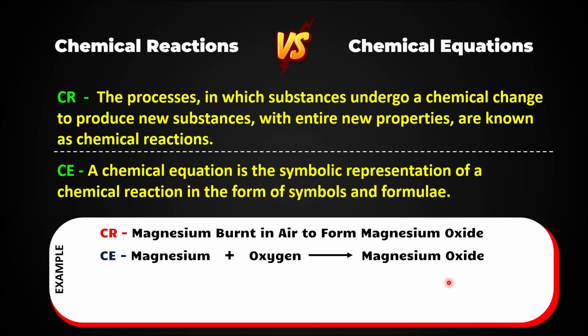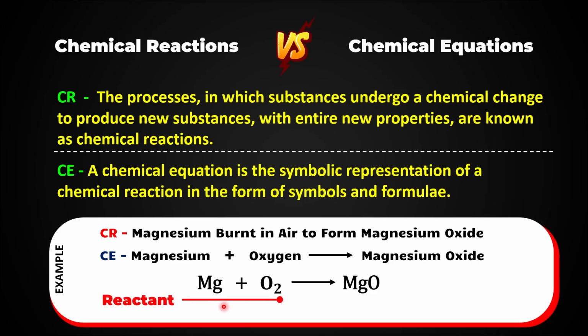This chemical equation can also be written in a shorter form, and it looks like this. So as you can see, Mg plus O2 and then an arrow towards MgO. Magnesium and oxygen burnt together and undergo a reaction to form magnesium oxide. So here Mg plus O2 is the reactant and MgO is the product. Basically, what we have before the reaction is the reactant and what we have after the reaction is the product.